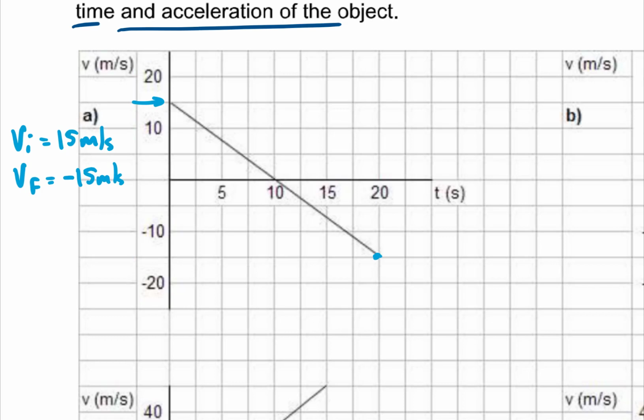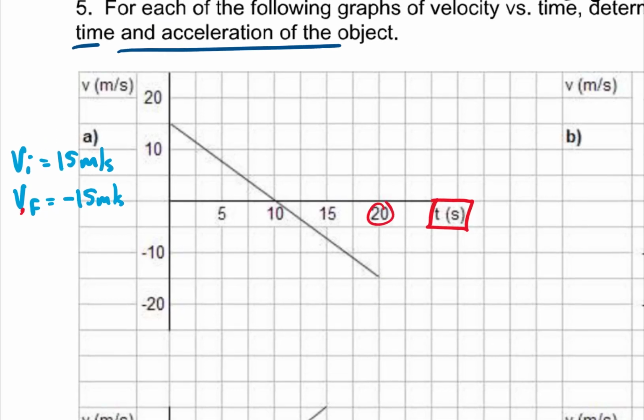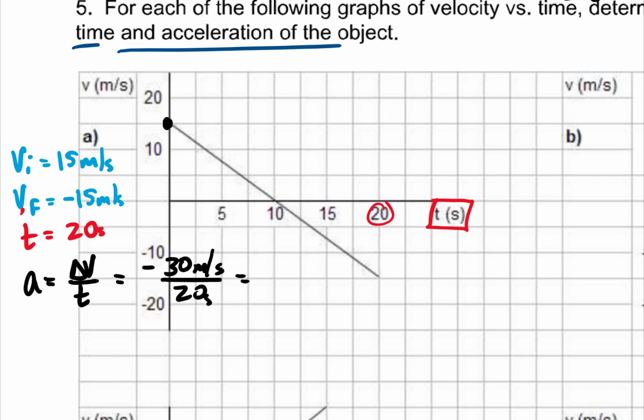I'm going to get information about time. That's going to come from the x-axis. So what I see here is that my whole motion takes place with a time of 20 seconds, and then I need to calculate my acceleration. So the acceleration is the change in velocity over time. My velocity goes from positive 15 all the way down to negative 15. That's a change in velocity of negative 30 meters per second, and it takes place over 20 seconds. So my acceleration is negative 1.5 meters per second squared.